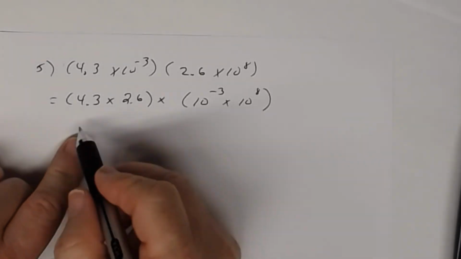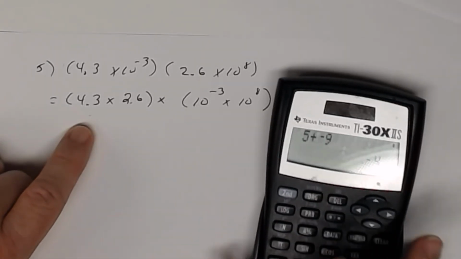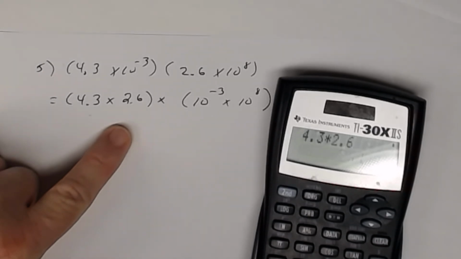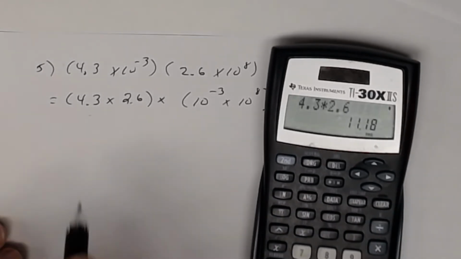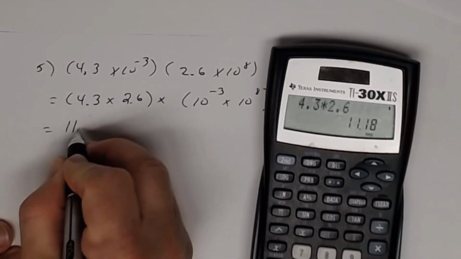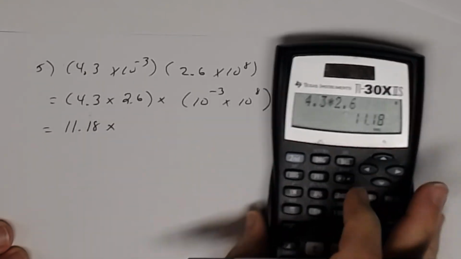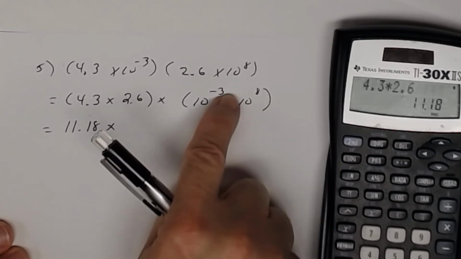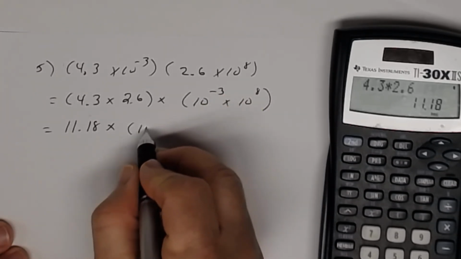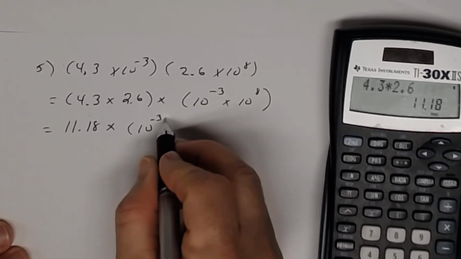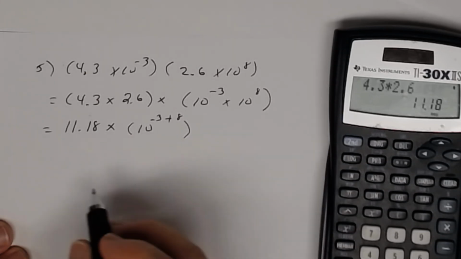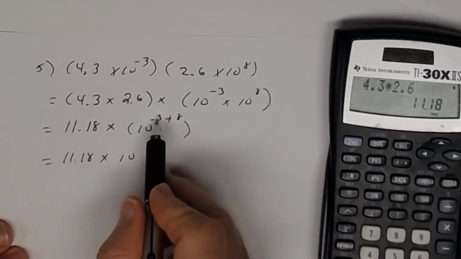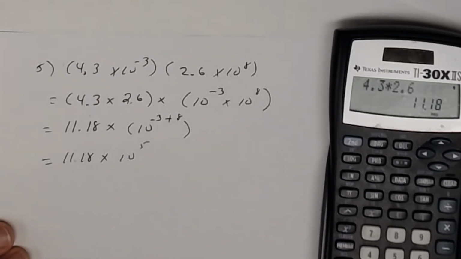All right, so let's do the coefficients. Let's use a calculator. 4.3 times 2.6 equals 11.18 times. And then I know that using the product rule, when I multiply like bases, I add exponents. So that's 10 to the negative 3rd plus 8, right? So it becomes 11.18 times 10, and then negative 3 plus 8 is 5, correct?